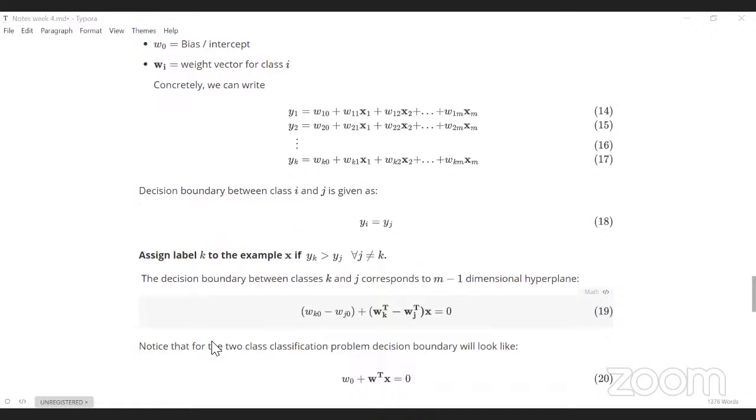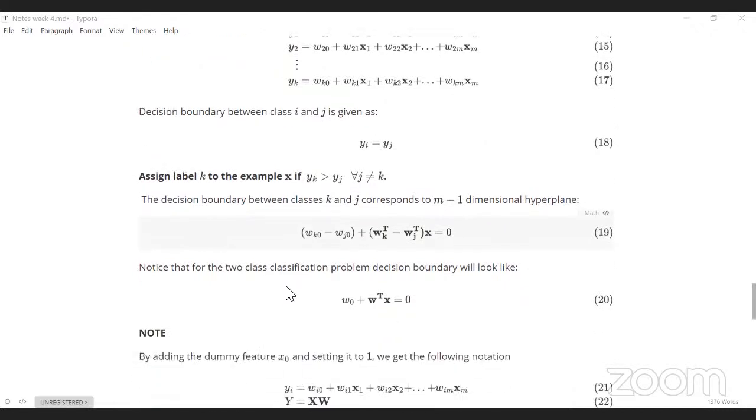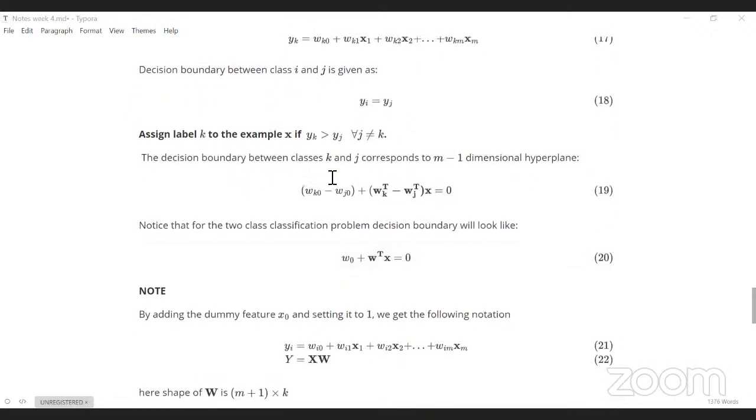Now for the K-class classification problem, once we have found the values using the K discriminant functions and predicted the values, now our target is to, so first just see the notations here. This is the decision surface between class K and J.